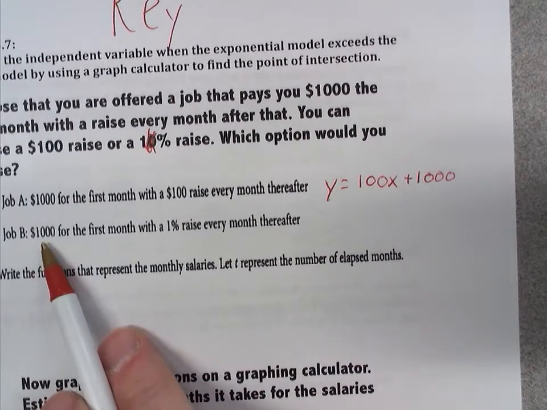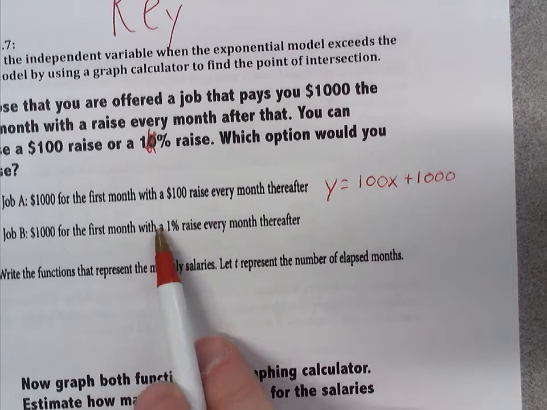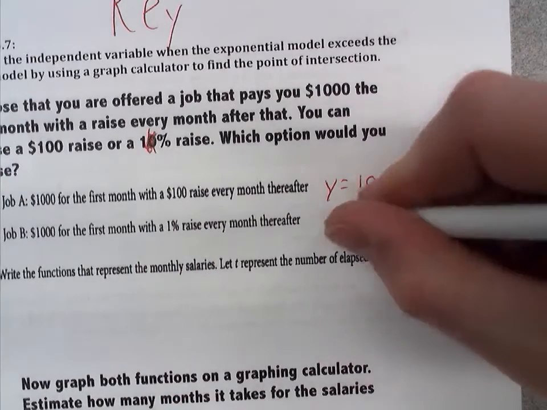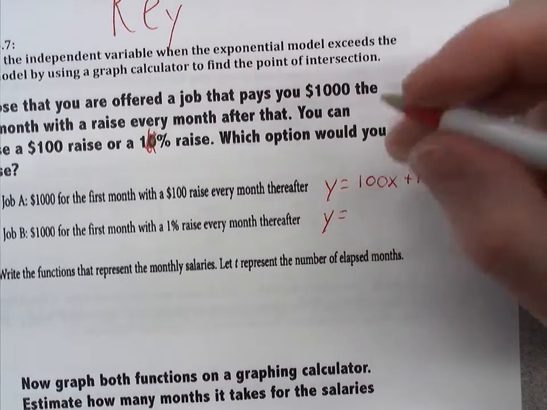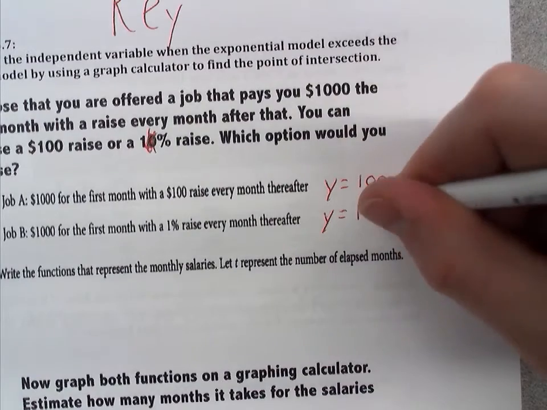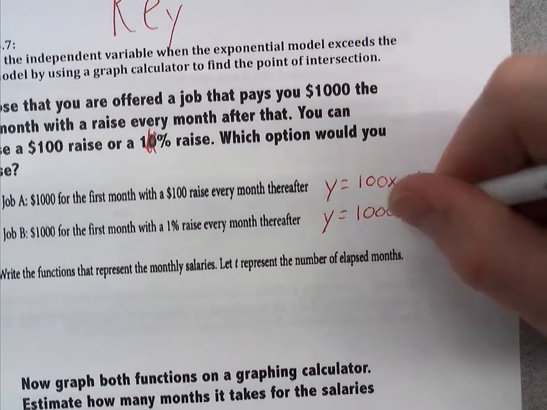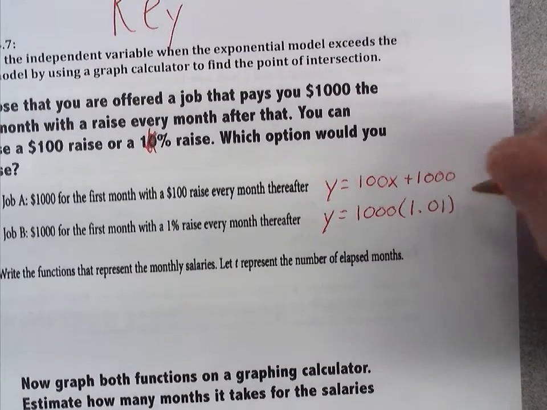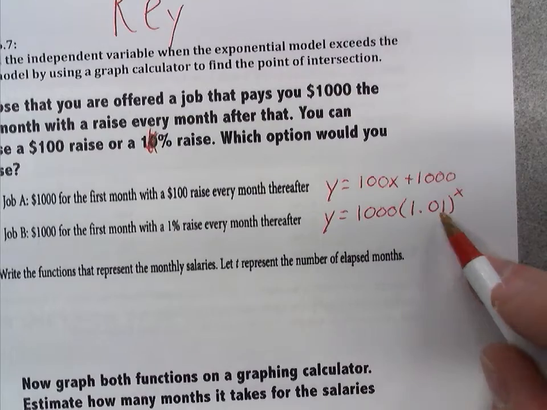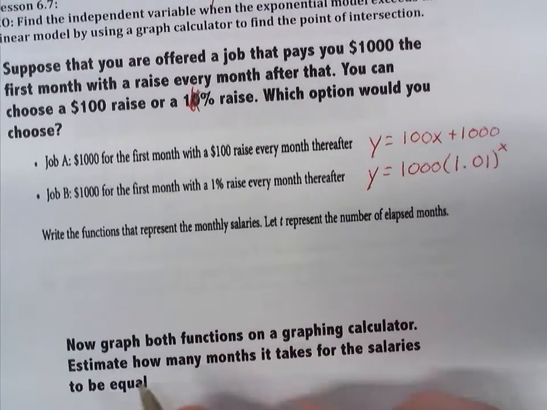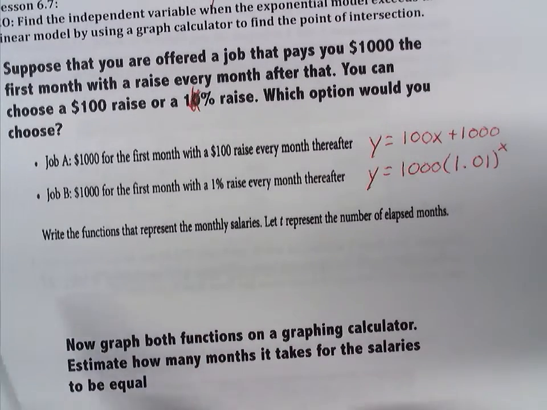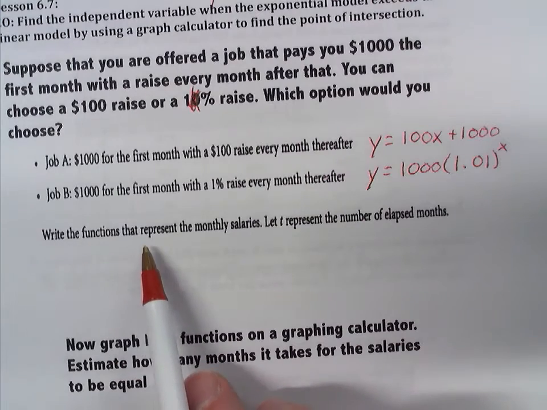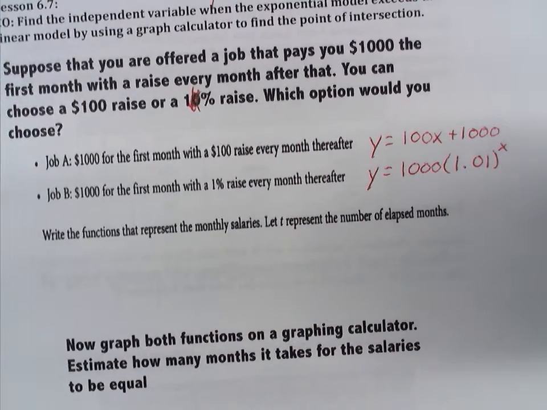Job B pays $1,000 for the first month with a 1% raise every month. So now y is going to equal 1,000, our starting point, times 1.01 to the x power. That's our 1% raise. So those are our functions. It says write the functions that represent the monthly salary. So there we have it.